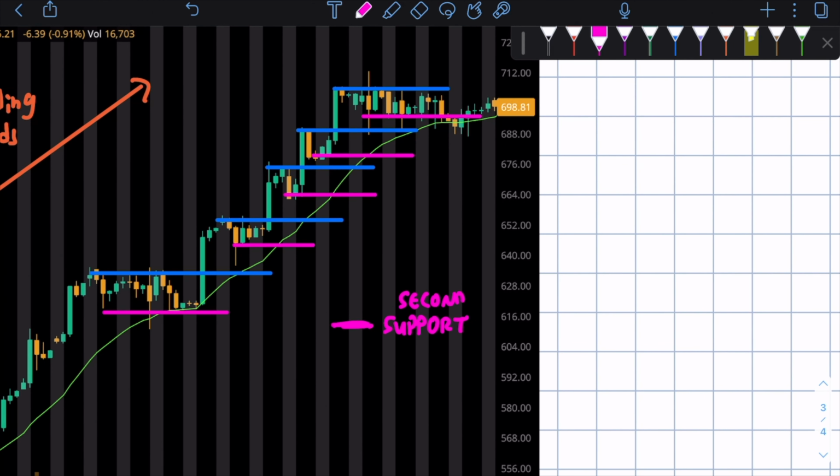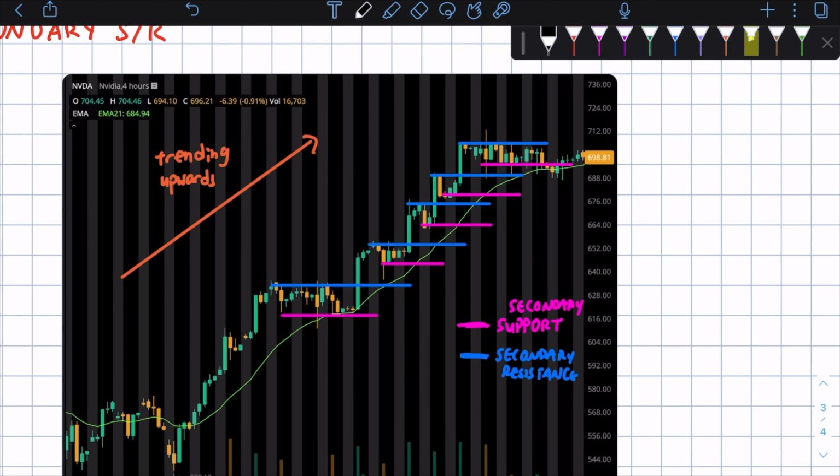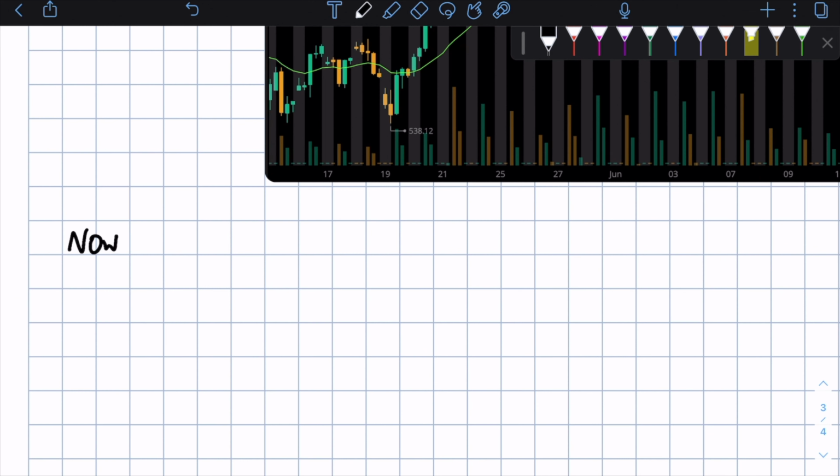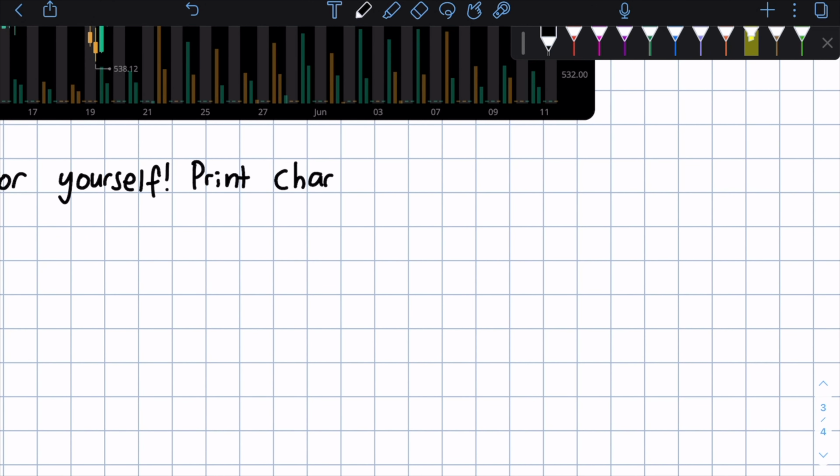And every time we breach another resistance level, we form a new support. We break through the resistance, form a new resistance, break through that, and then make another support. So this happens all the way up, and it's usually a good way to get into a position if you haven't already. So now that we've seen some examples, you should definitely try this yourself.